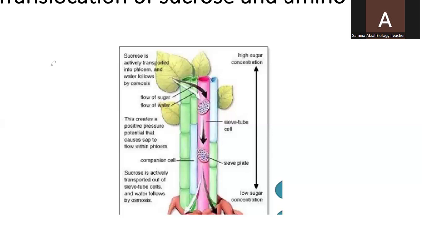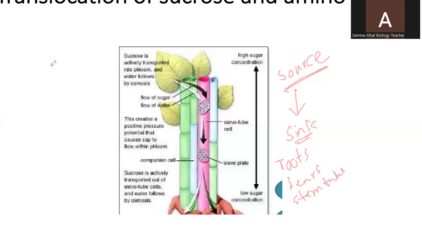They are in higher concentration at the source. What is the source? Where it is manufactured, meaning the leaf. And it has to move towards the sink. Sink is where it is needed, where it has to be transported. Those parts can be roots, leaves, stem tubers, flowers, etc. In this way, the food has to move from the source towards the sink.